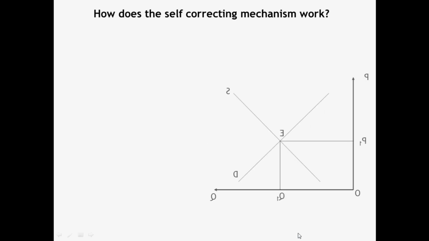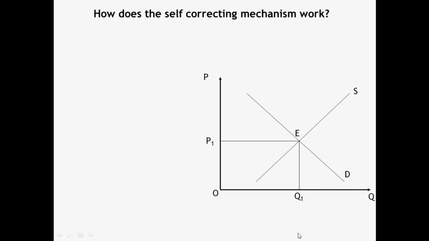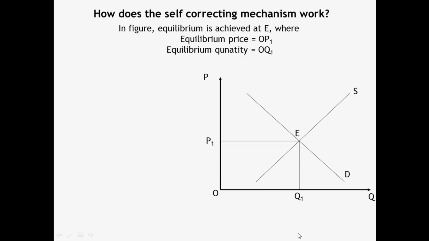The figure presents the equilibrium state of the market. Equilibrium is achieved at point E, where equilibrium price is OP1 and equilibrium quantity is OQ1. Let us consider a price P2, which is greater than equilibrium price P1. At P2 price, quantity demanded for the product, which we know from the demand curve, is MP2, which is equivalent to OQ2.